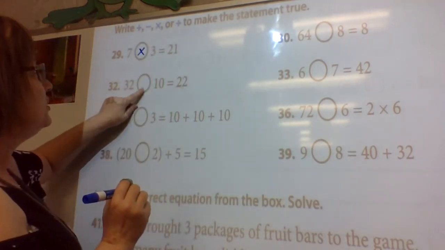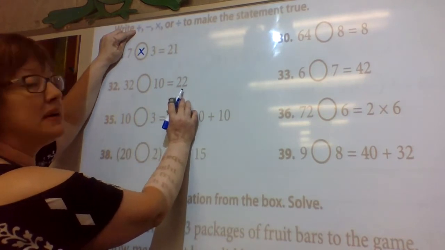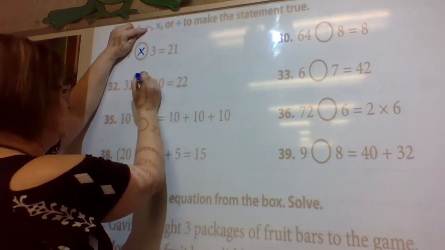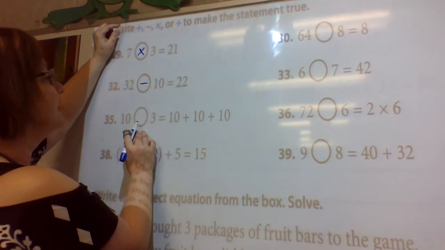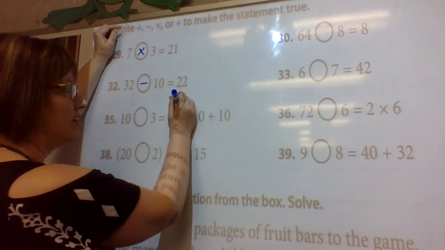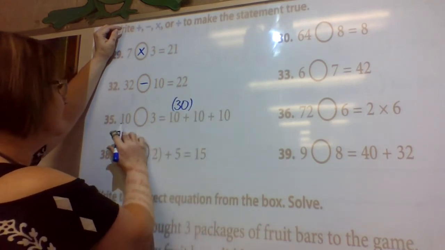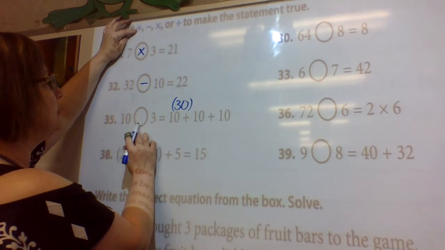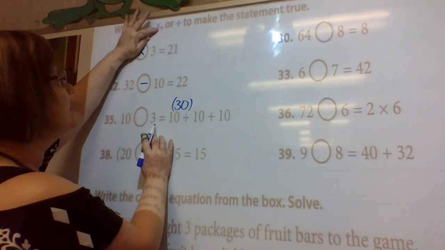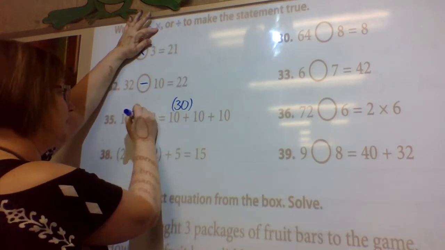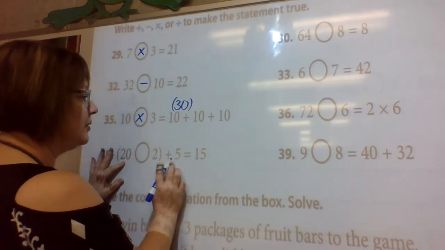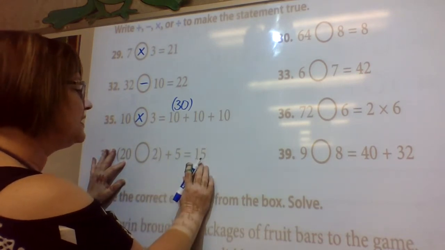Okay. 32 plus 10 equals 22? Nope. 32 minus 10 equals 22? Yes. Okay. 10, oh, look at that. 10 plus 10 plus 10. So our answer here is going to be what? 30, right? So think 30. 10 plus 3 is 30? Nope. 10 minus 3 is 30? Nope. 10 times 3 is 30? Yep.